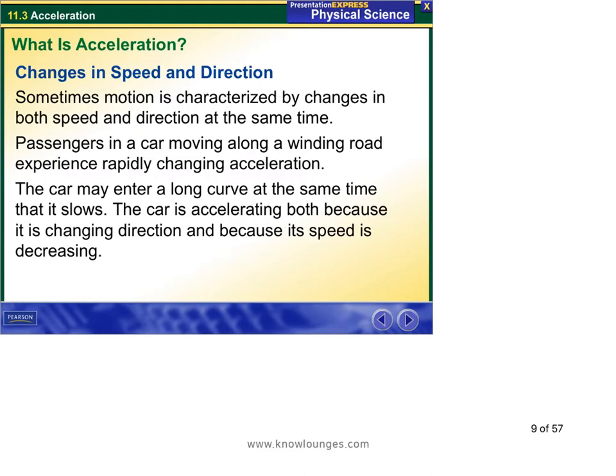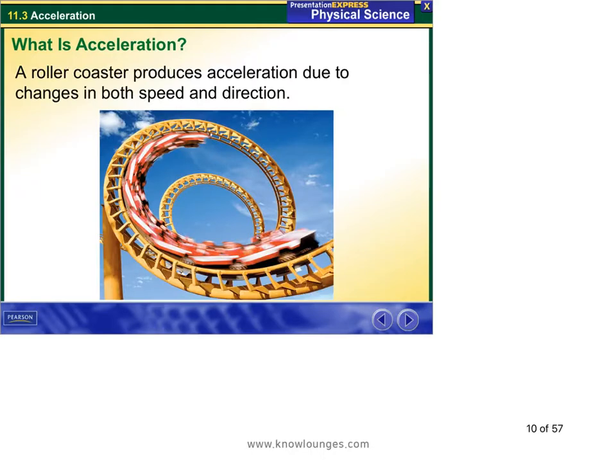So sometimes speed and direction both will change at the same time, such as a car moving down a winding road. Moving on this winding road, it's going to be experiencing acceleration. Car may be speeding up, it may be slowing down, but as long as it's changing that direction, we know it's accelerating. But both may happen at the same time. Another example, roller coaster is going to be speeding up, slowing down, and it's changing directions at the same time.